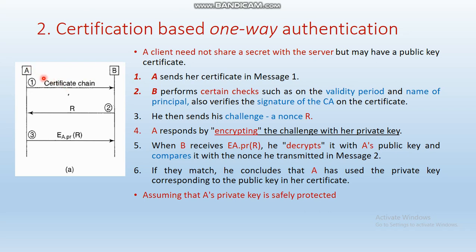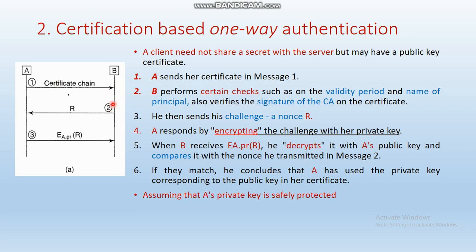Party A is going to send her certificate in message 1. B performs certain checks such as the validity period and the name of the principal, and also verifies the signature of the CA on the certificate. CA is the certifying authority, which has to sign the digital certificate, and only then will that certificate be valid. The validity period should also be present in that certificate, and who has sent that particular certificate should also be there in the digital certificate. So A sends the digital certificate to B, and B now verifies it.